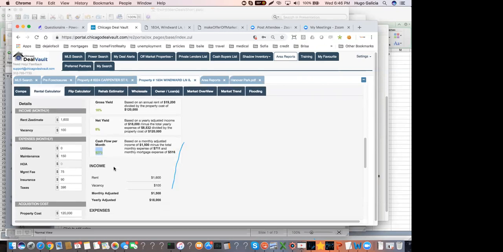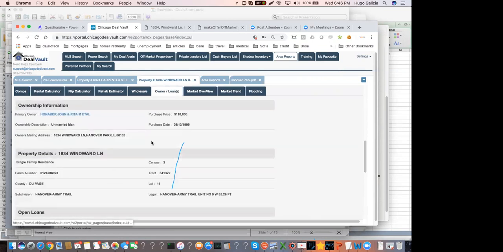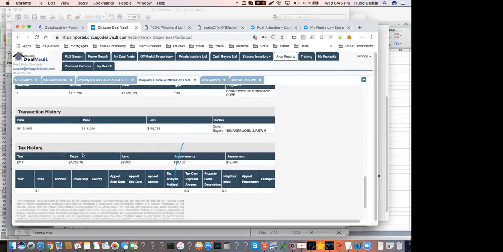Something that is sort of killing the numbers on this property is the taxes, okay? So taxes are kind of high in Hanover Park, because when we went to the taxes for 2017, it's close to $5,000. So something to keep in mind, friends, is if you're going to do a buy and hold on the property, you must appeal the taxes, okay? So what that means is that you want to make sure that you pay the minimum amount of taxes. So we have tax appeal attorneys, okay, that can help you appeal the taxes the minute you buy the property.